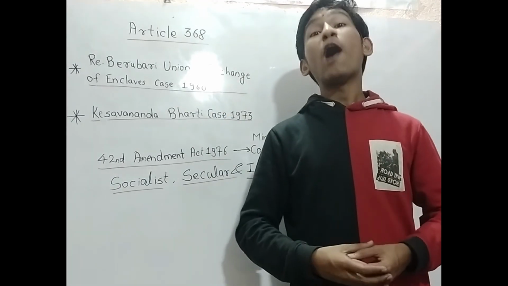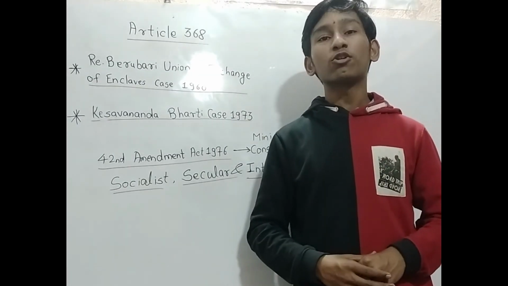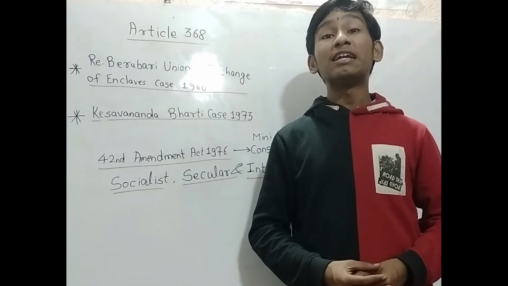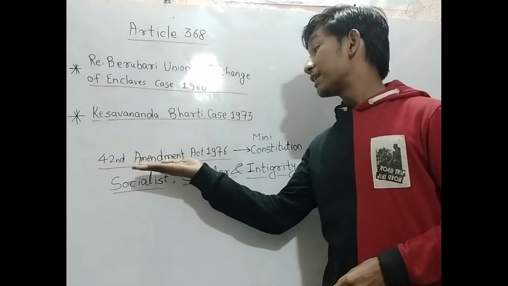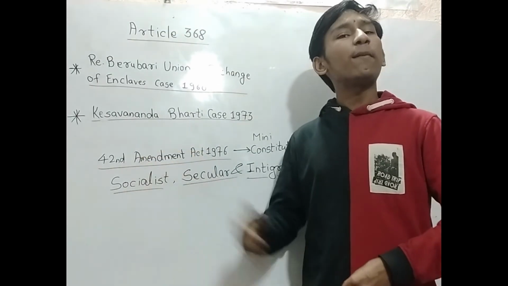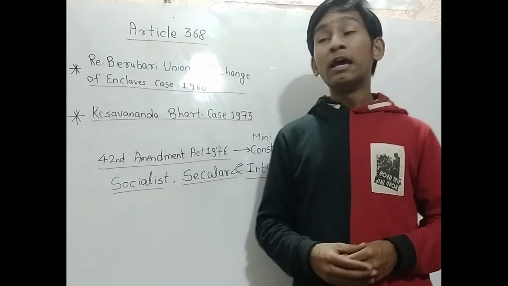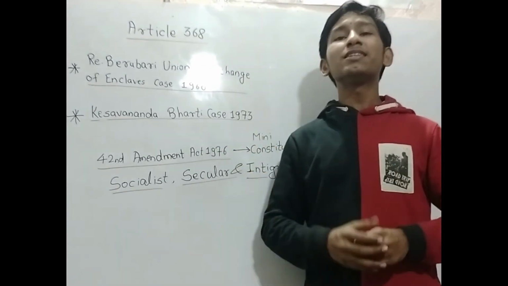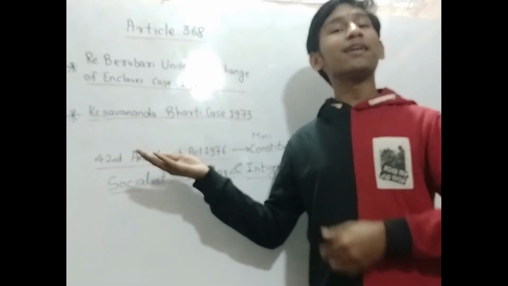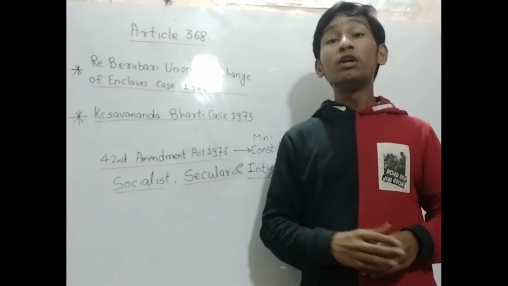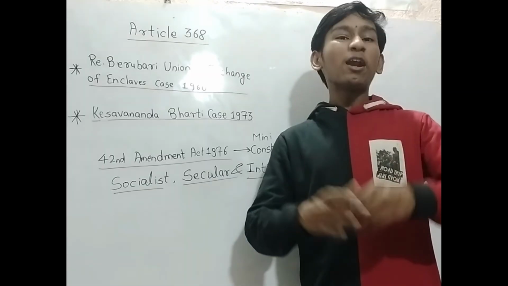But after that, how many times has the Preamble of the Indian Constitution been amended? Only once, in 1976, in the 42nd Amendment Act 1976. Yes, the 42nd Amendment Act, which is also called the mini constitution of India. Too many provisions in the Indian Constitution were amended in this Amendment Act, and we are going to discuss this Amendment Act in a separate video.